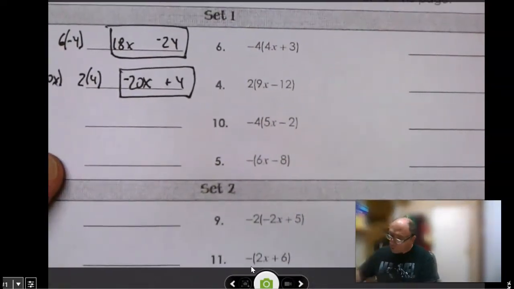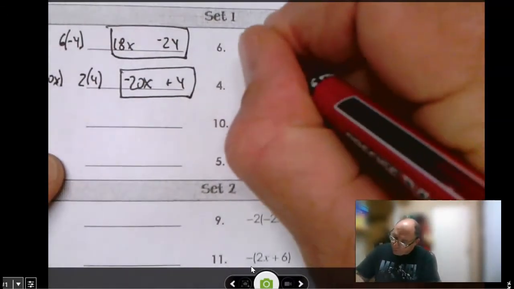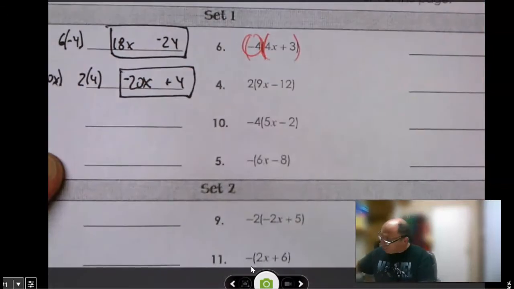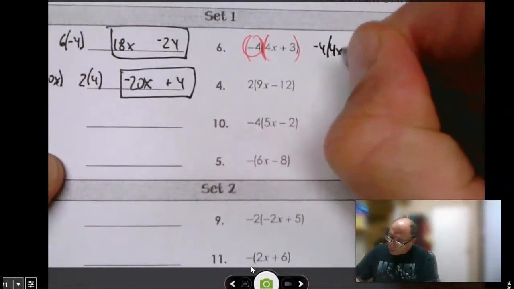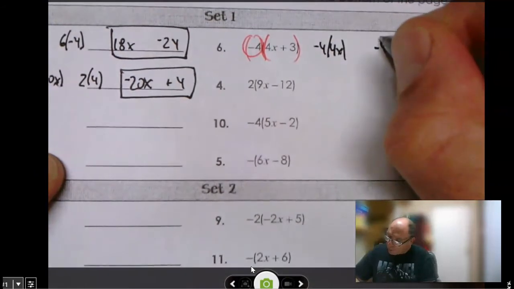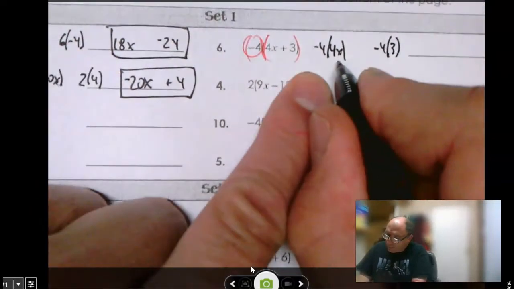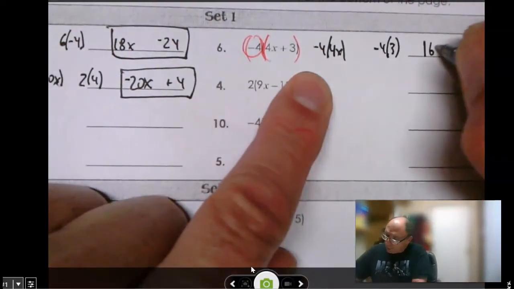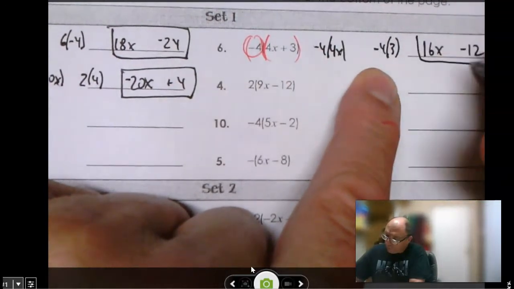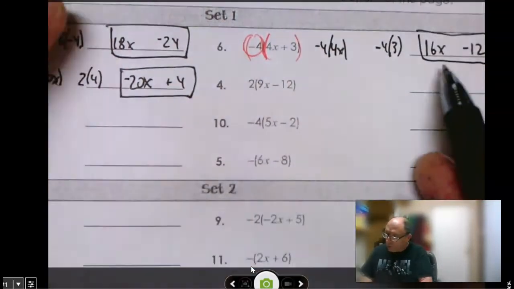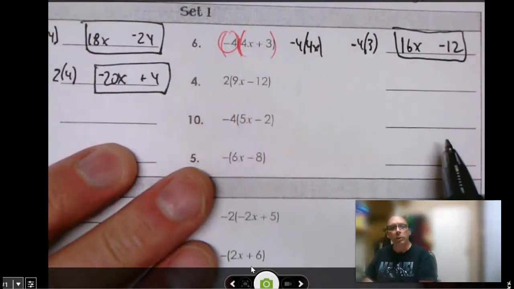So we're going to come over to this other side. Let's go to this first one. We've got a -4 distributed to here, so we've got the -4 to the 4x, and we've got the -4 to the 2. And again, -16x and -8. Wait, let me restate: 16x and -12. So none of those lined up. Let's see if we can do another one and get a match.